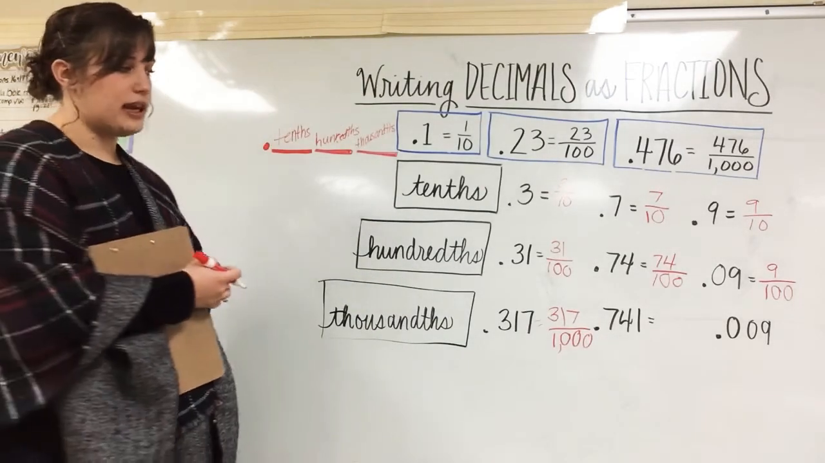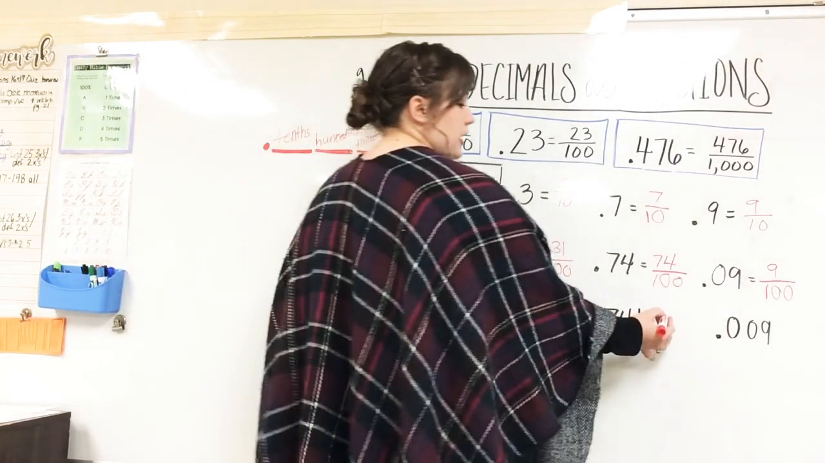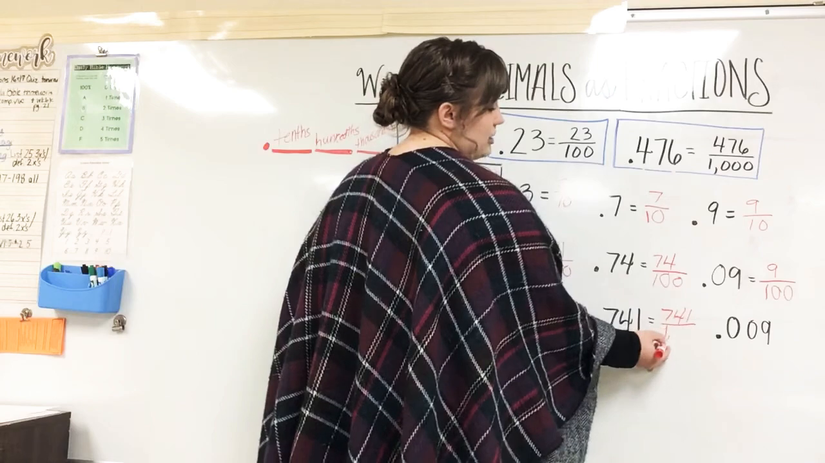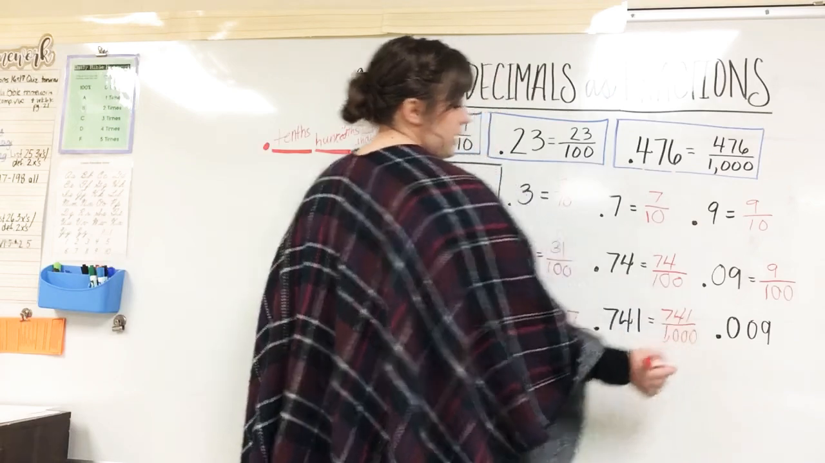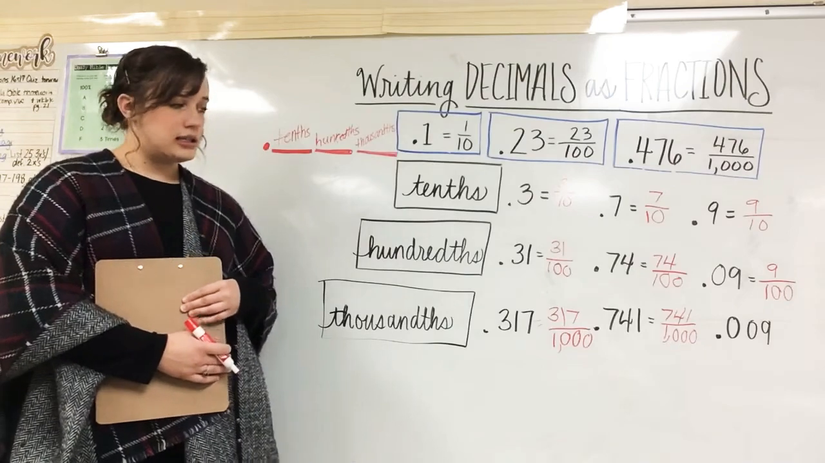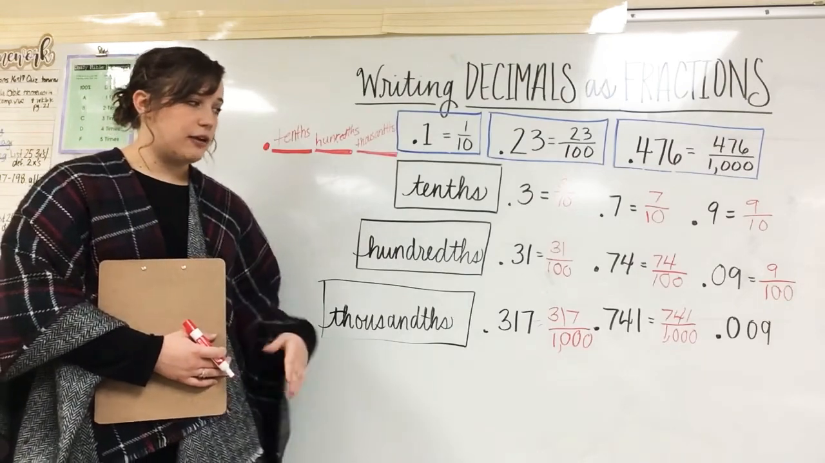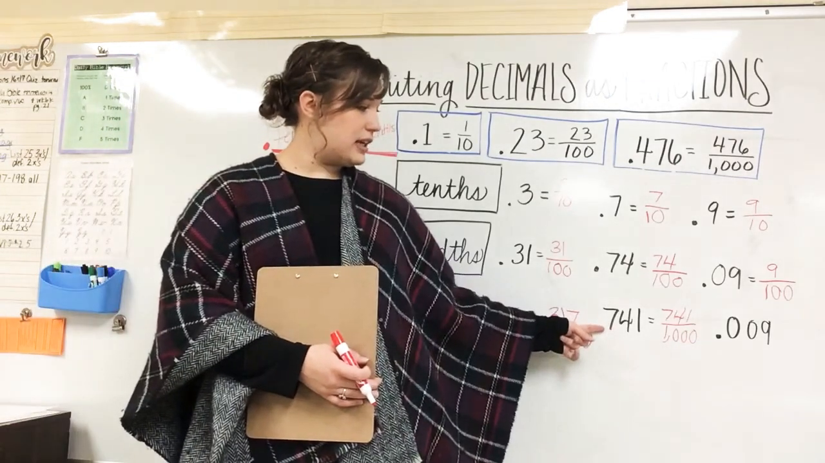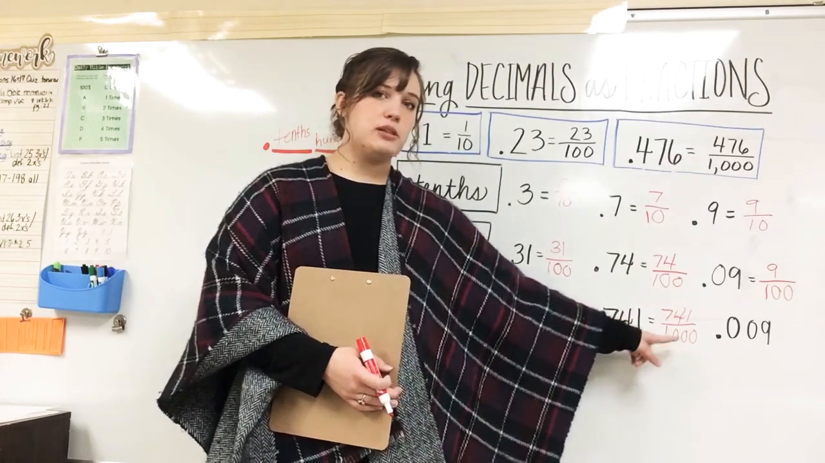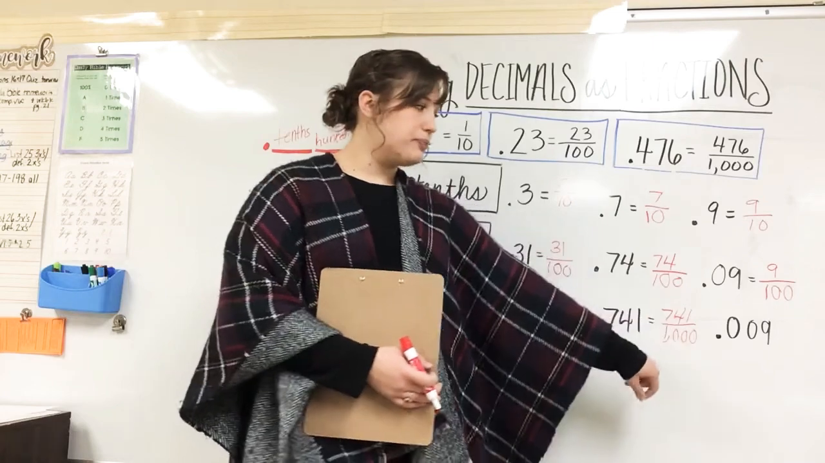0.741 is the first way we say it, or 741 thousandths. Okay, 741 thousandths. It seems like a lot, but that's the other way to say it, okay? Remember, your 741 is the numerator. There's 1, 2, 3 places after the decimal, which means 1, 2, 3 zeros, okay?